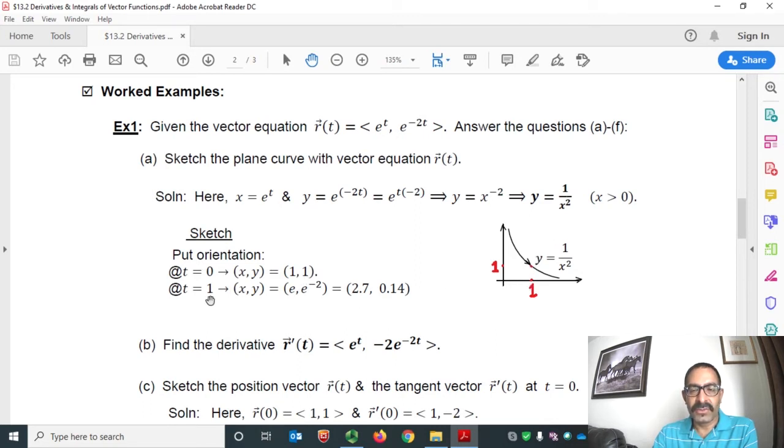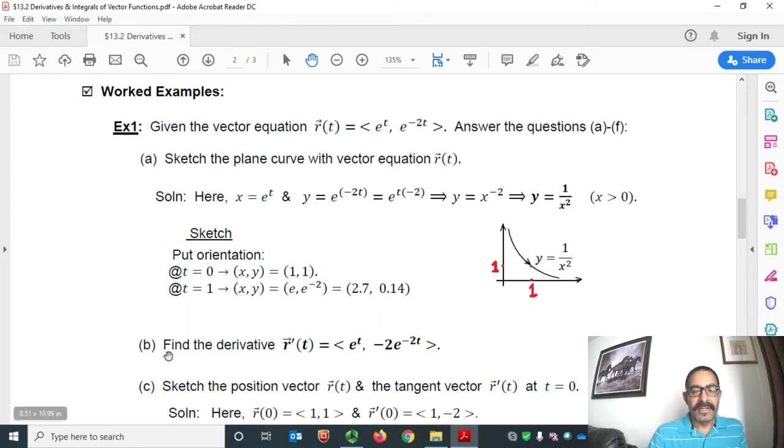And if t equals 1, I'm increasing the t value, then x is e to the 1 and y is e to the power minus 2, which turns out to be (2.7, 0.14). That means 2.7 is somewhere here, and 0.14 somewhere here, which means we are going this way. So our orientation of the curve is this.